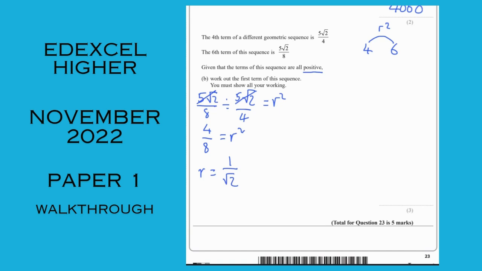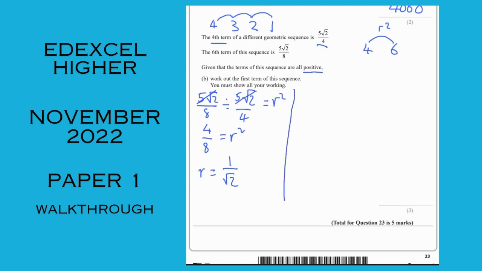So the multiplier, or if you're working backwards, the divisor, is r. So next bit, work out the 1st term. So we've got the 4th. Now, if you want to go from the 4th to the 3rd, you would divide by r. To the 2nd, you would divide by r again. And to go back to the 1st, you would divide by r again.